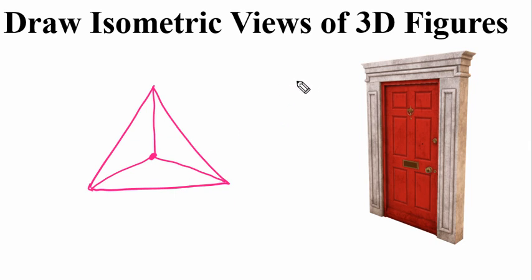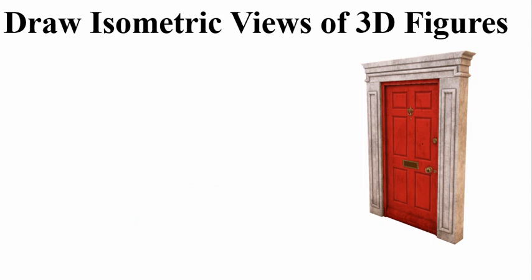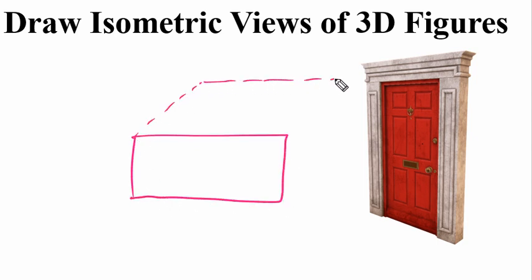Now what is a cylindrical shape? You should know the cylindrical shape. This shape is a cylindrical shape. Now what is a rectangular prism? A rectangular prism will look like this. You should know all these shapes. So this is a rectangular prism.